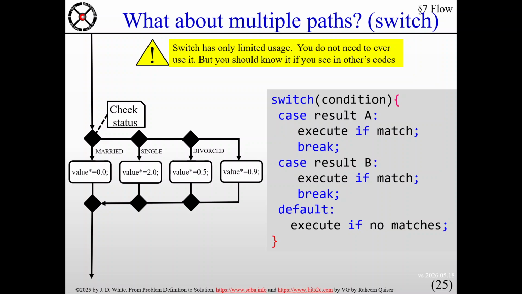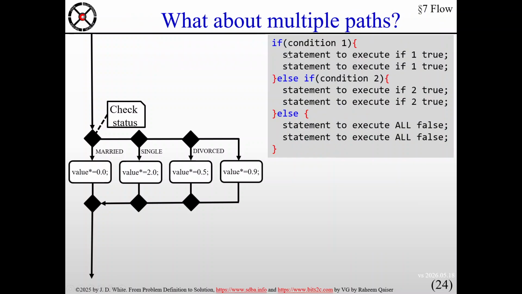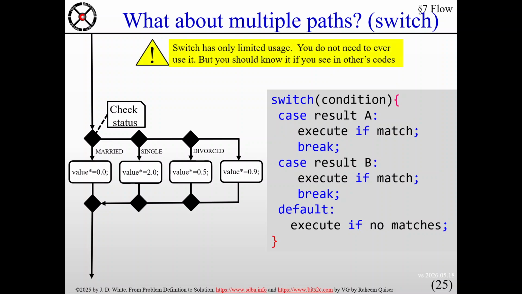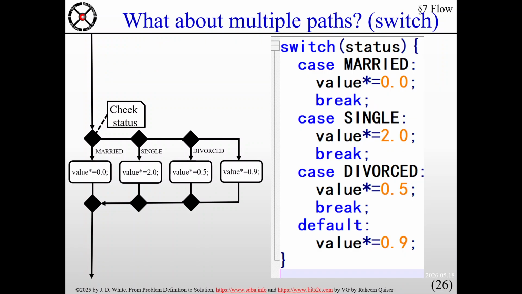But you should know it if you see it in other people's code. This only can be used in special cases. People use it in special cases, but it's not as general as if-else, which can be used everywhere. This can be used with integers. But you need to know it. So there's my example of how I would write that: switch case married, case single, case divorced, default. That would be how I write it using switch statements.